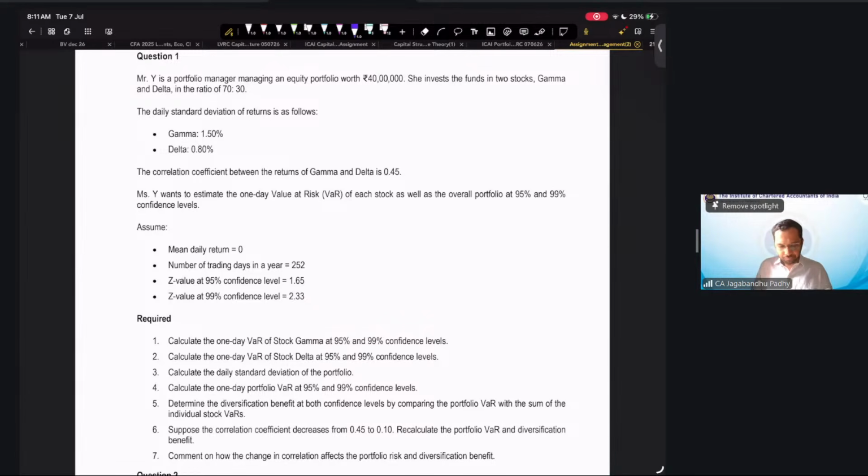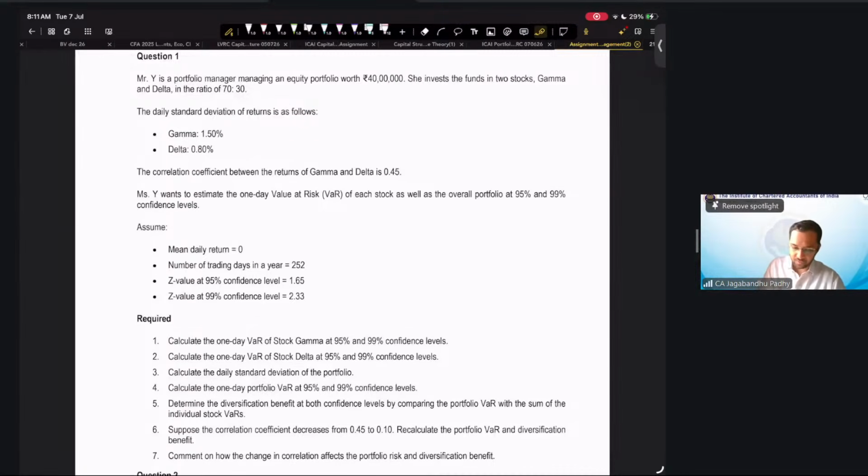I think the question is read by you all. So Mr. Y is a portfolio manager who is going to manage an equity portfolio worth 40 lakhs. He's going to invest the funds in two stocks, Gamma and Delta, in the ratio of 70 is to 30. The daily standard deviation of returns is as follows: Gamma 1.5% and Delta 0.8%.